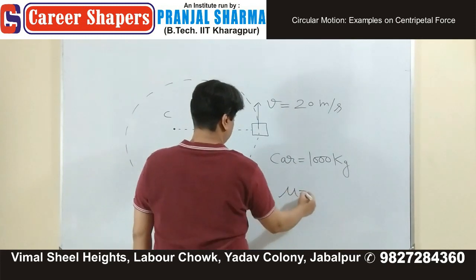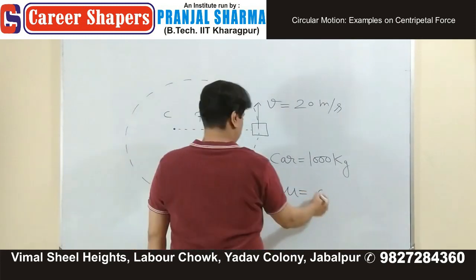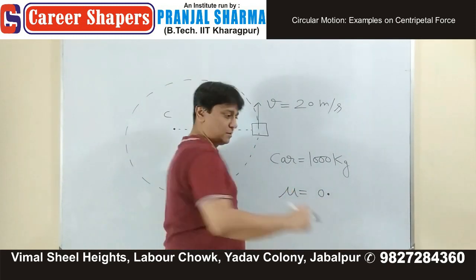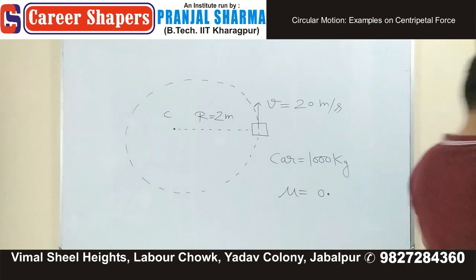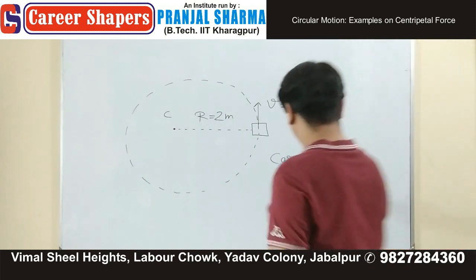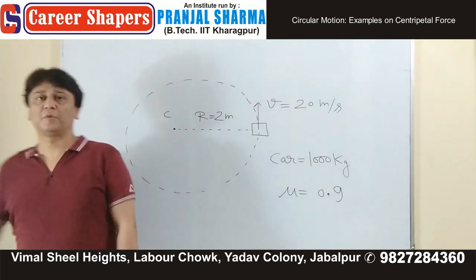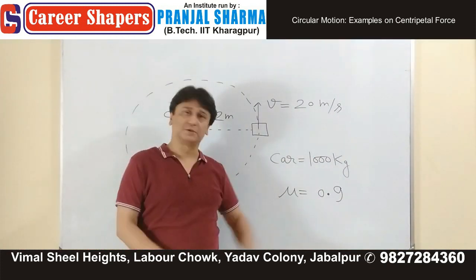Coefficient of friction mu is, or let's take the value of mu as 0.9. Coefficient of friction between tires and road is given as 0.9.